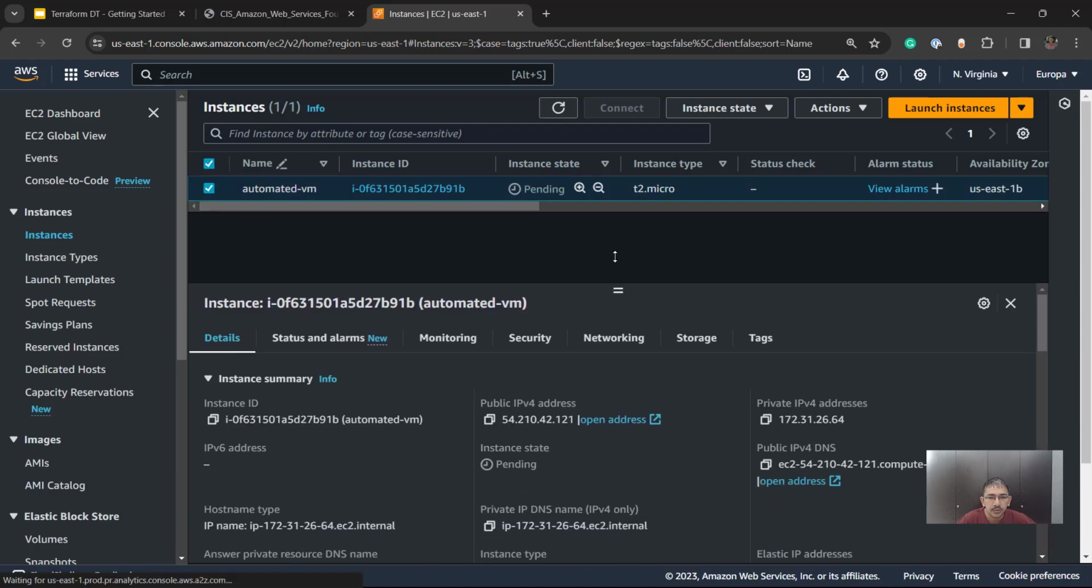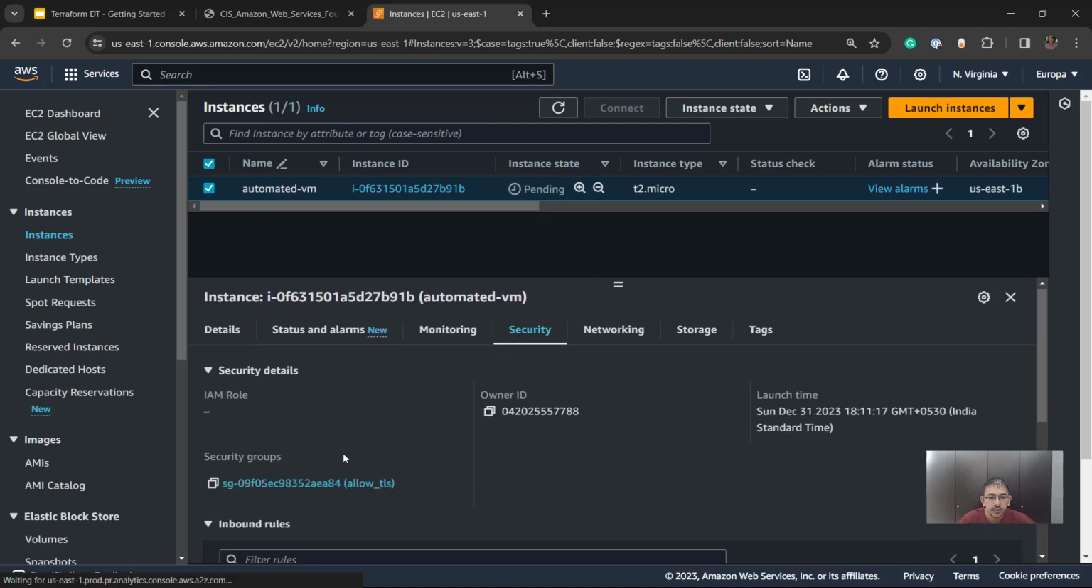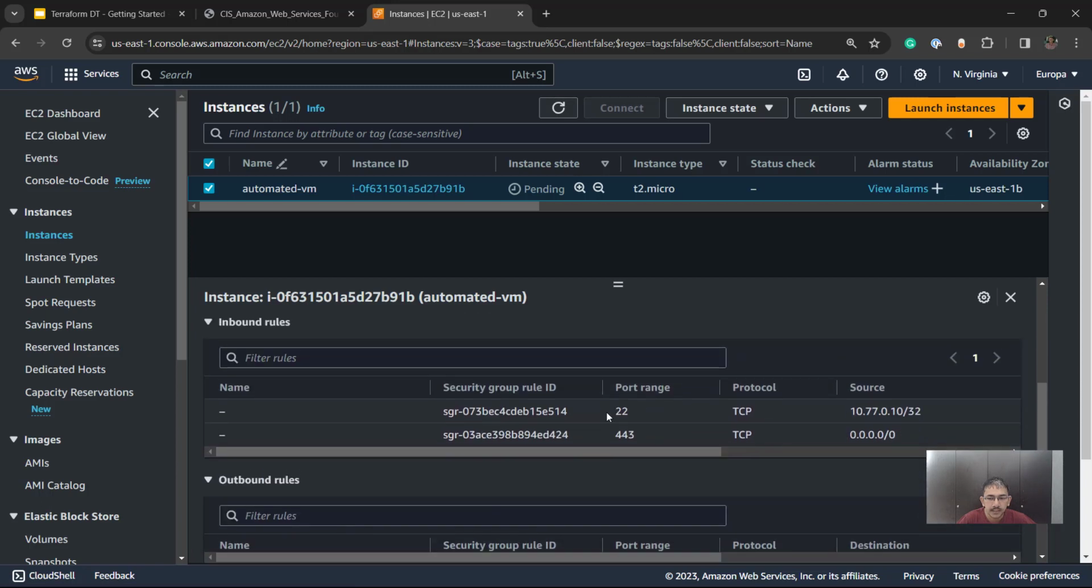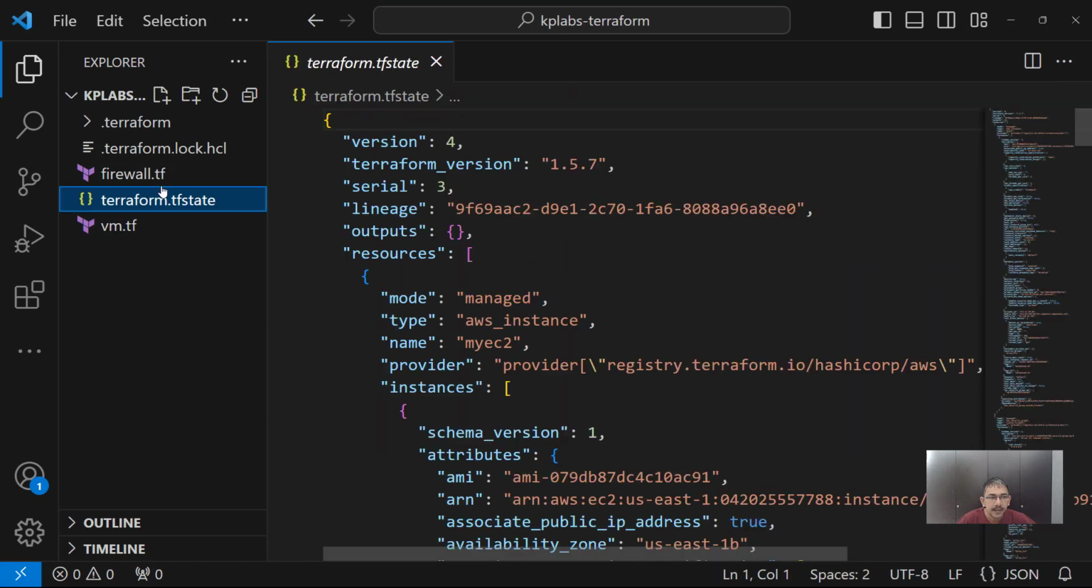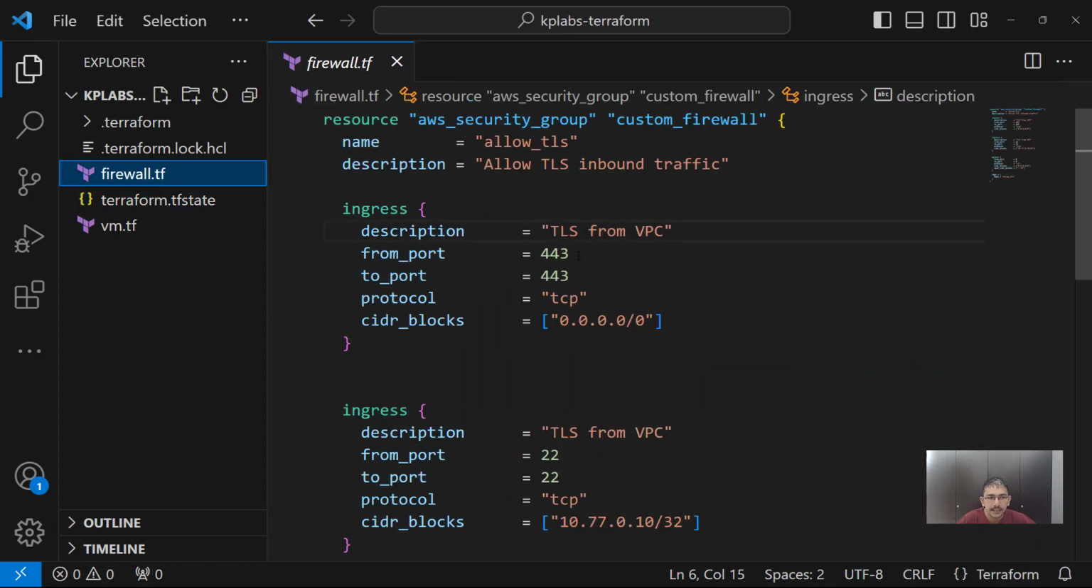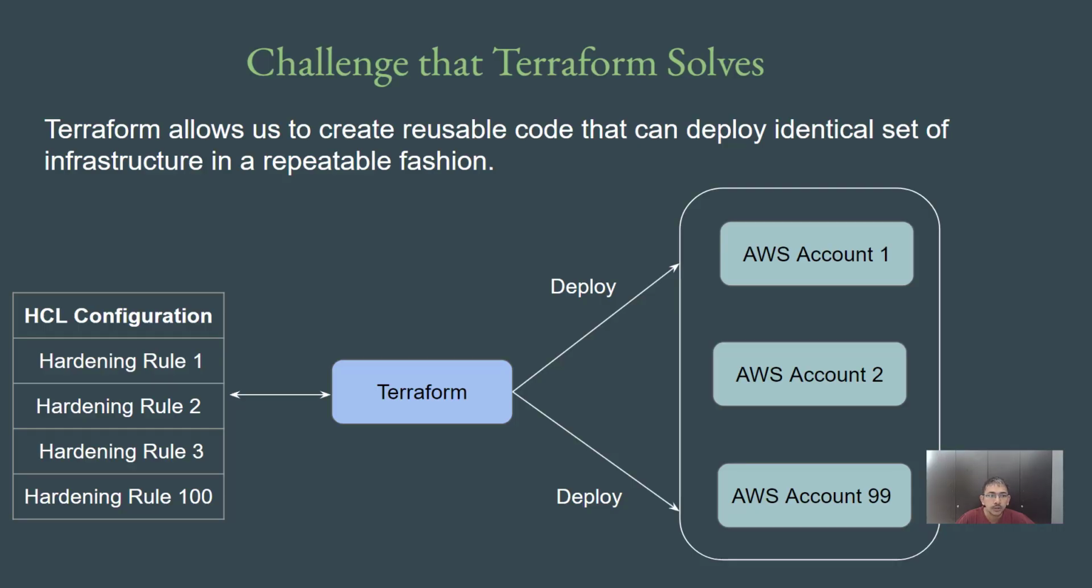And if you look into this virtual machine, if you look into the firewall rules, there are certain rules like port 22, port 443, which is nothing but the ones that we have defined in the Terraform configuration. You see 443, 22, etc. Alright, so I hope with this you got the basic idea on how Terraform can read the configuration that you have written and deploy it to the infrastructure that you choose.